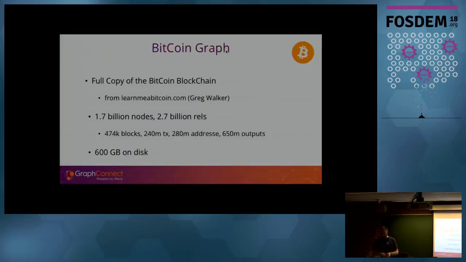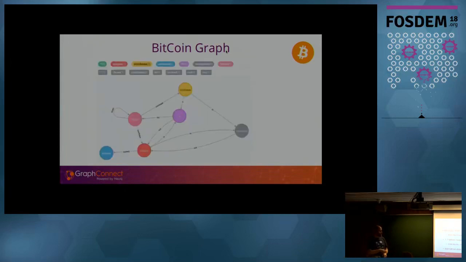We also did some Bitcoin analysis. Not as much as Jiri, but I got some cool inspirations from this talk, so I will definitely do some more. So Greg Walker is someone who runs a Neo4j graph. It's on a site that's called Learn Me a Bitcoin, and he continuously imports all the Bitcoin transactions that come along into the Neo4j graph. So currently, this graph has 1.7 billion nodes and 2.7 billion relationships. So it's 240 million transactions, 280 million addresses, and 650 million outputs. 600 gigabytes on disk right now.